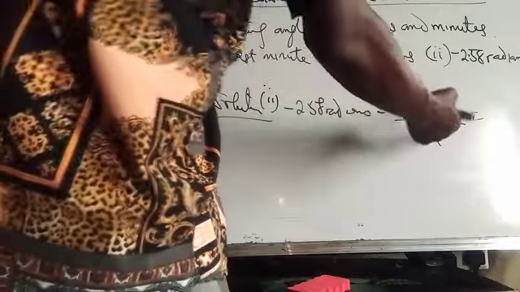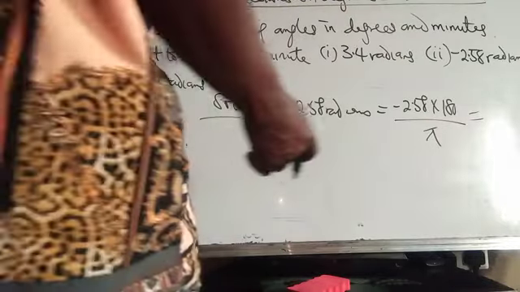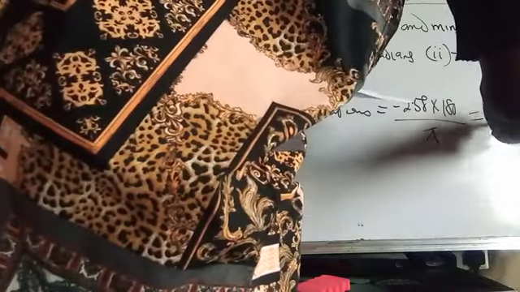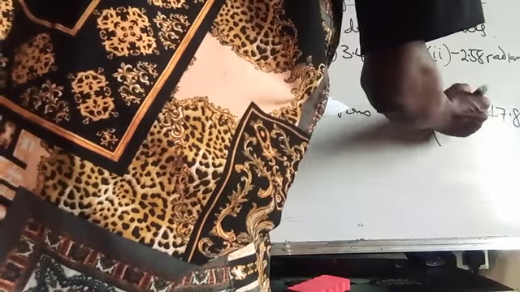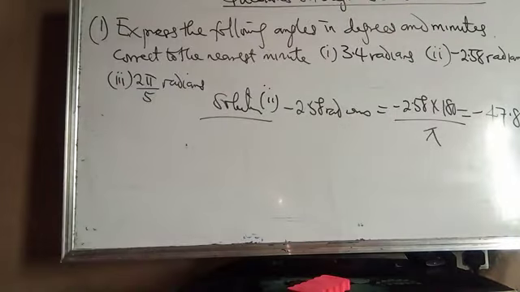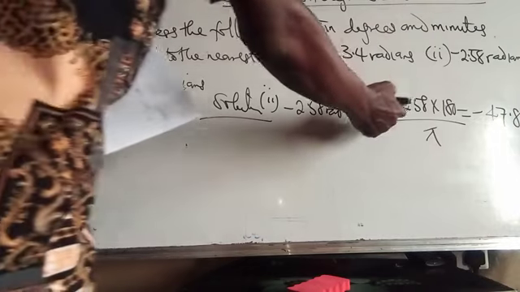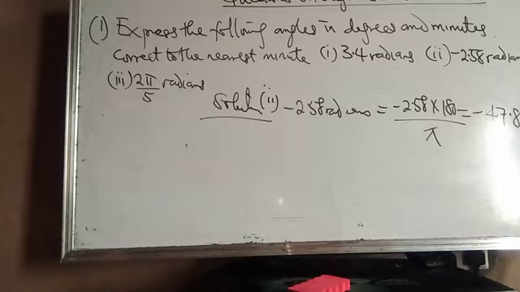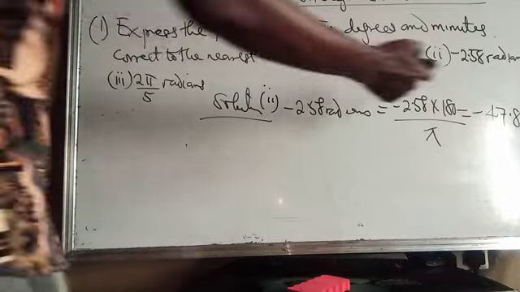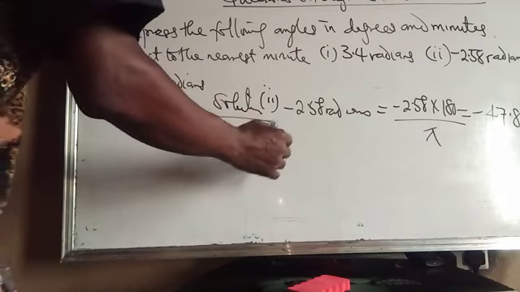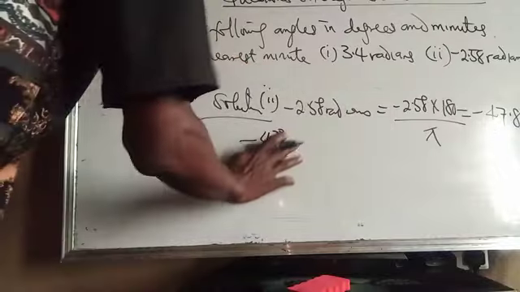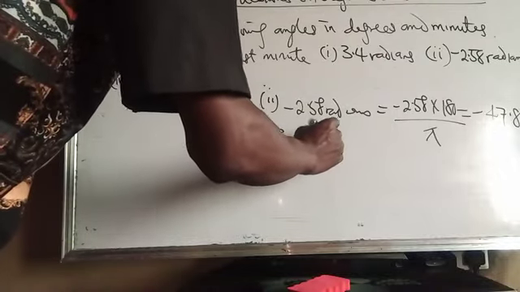So if you multiply minus 2.58 by 180 and divide by 3.142, you are going to have 47.80 degrees. Since it is a negative value, you put minus there. Minus 47.80 degrees. So now, just as we did in the previous solution, take the whole number out. The whole number is minus 47 degrees. Now you are to deal with the decimal part, which is 0.80.